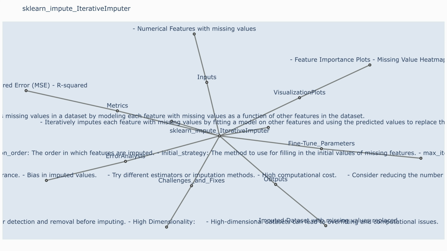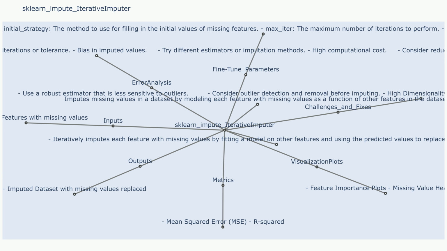sklearn, impute, iterative imputer. Description. Iterative imputer is a sophisticated imputation technique in scikit-learn used to handle missing values in datasets. It works by iteratively predicting the missing values in each feature based on the other features in the dataset. This approach is particularly beneficial when dealing with complex relationships between features, where simple methods like mean or median imputation might not be sufficient.